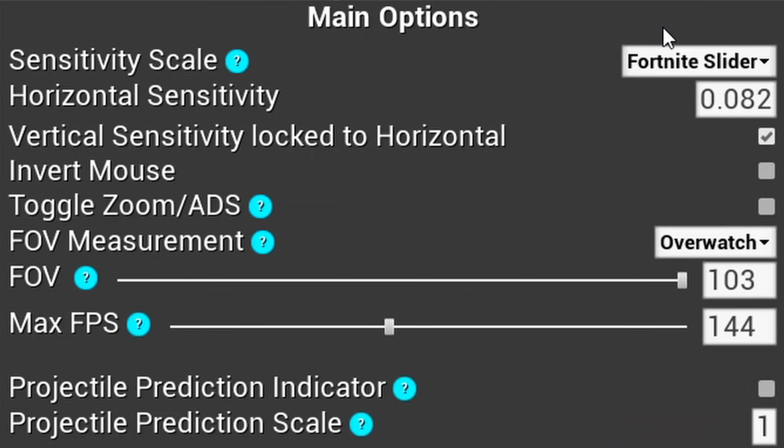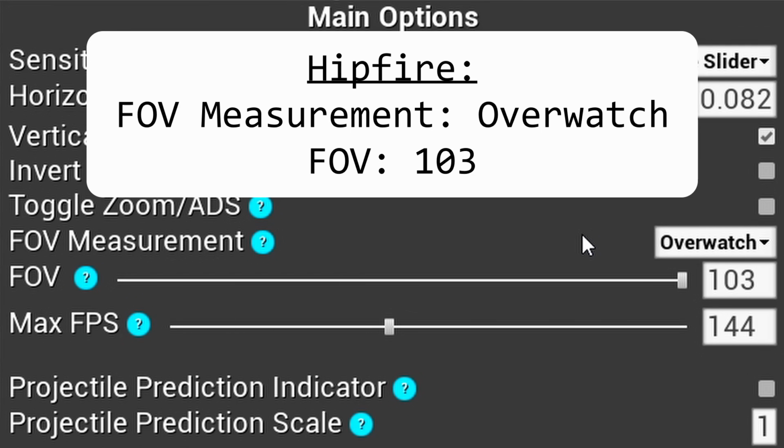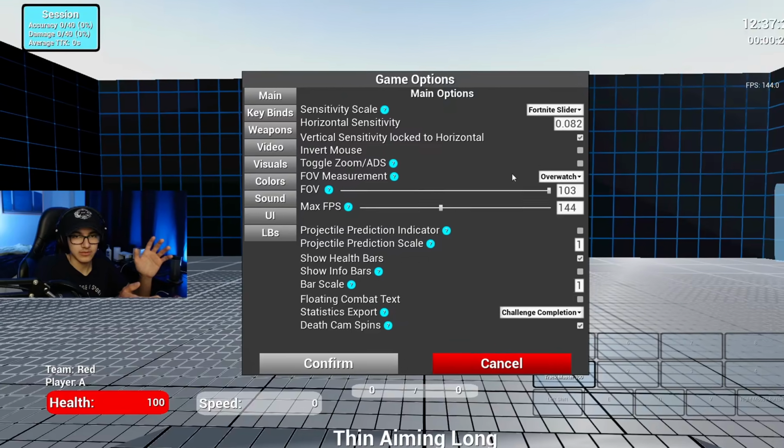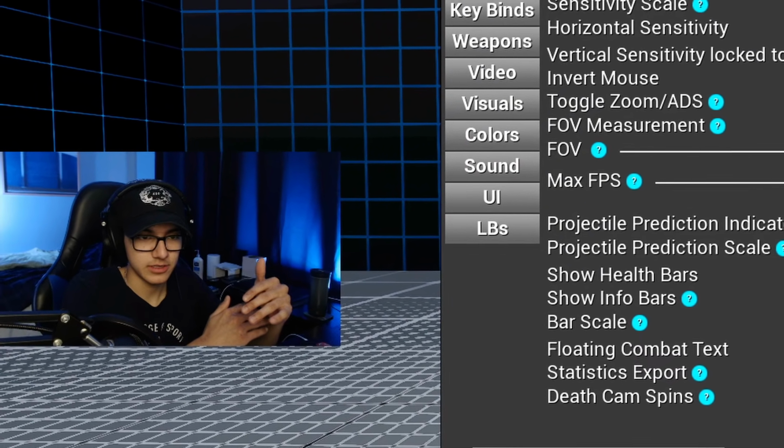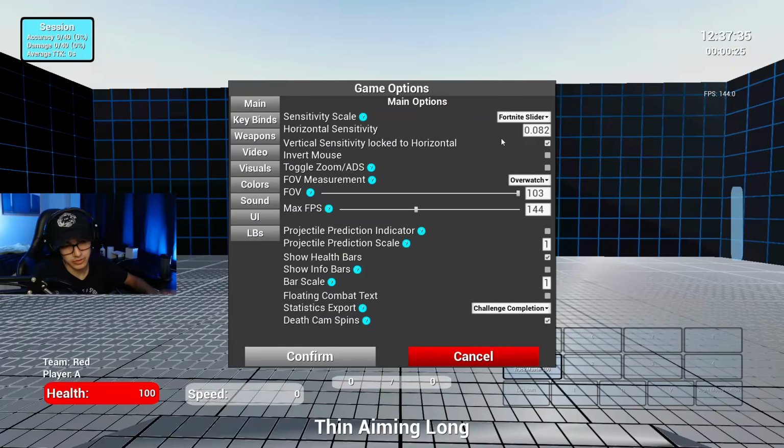So your X and your Y are your Hipfire sensitivity, and because it's your Hipfire sensitivity, you need to adjust the FOV measurement and FOV. If you practice Hipfire sensitivity, you have to have FOV measurement set to Overwatch and FOV set to 103. That'll give you the most accurate perspective of Fortnite in Kovaaks. So those are the settings you want if you want to practice your Hipfire aim in Kovaaks.